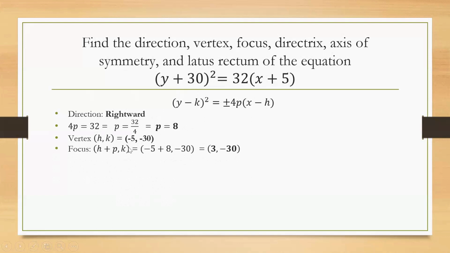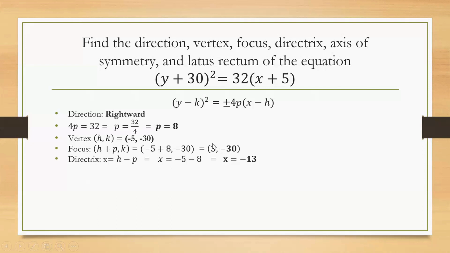So simply follow the formula, h plus p, comma k, and then put in the value for h, for p, and for k. So that's negative 5 plus 8, comma, negative 30. And then if you compute that, that will give us 3, comma, negative 30 as our focus.